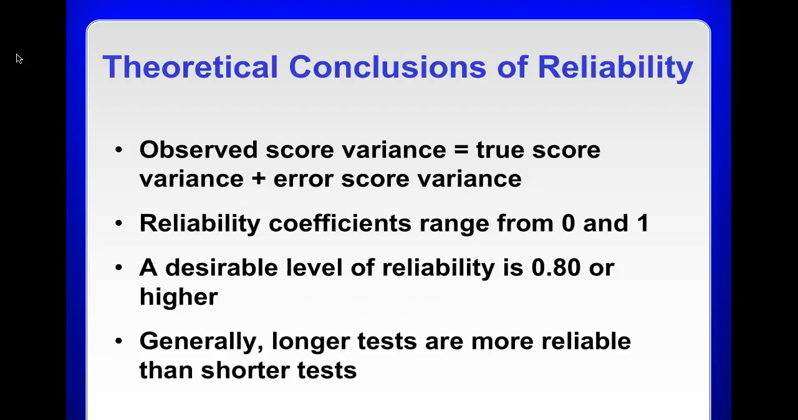Theoretical conclusions of reliability: observed score variance equals true score variance plus error score variance. Reliability coefficients range from 0 to 1. The desirable level of reliability is 0.8 or greater, so the closer to 1 the better. Generally, longer tests are more reliable than shorter tests. So longitudinal studies, looking at things over a longer period of time, are usually better than one moment in time.